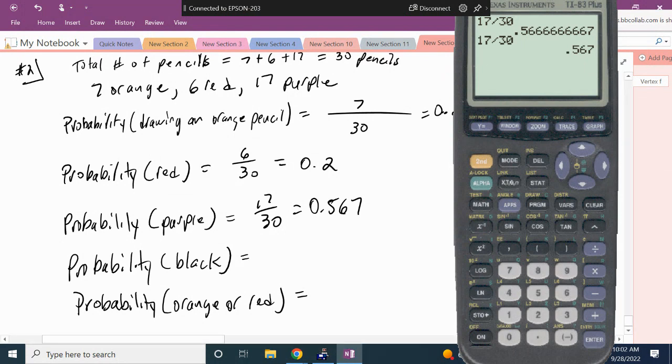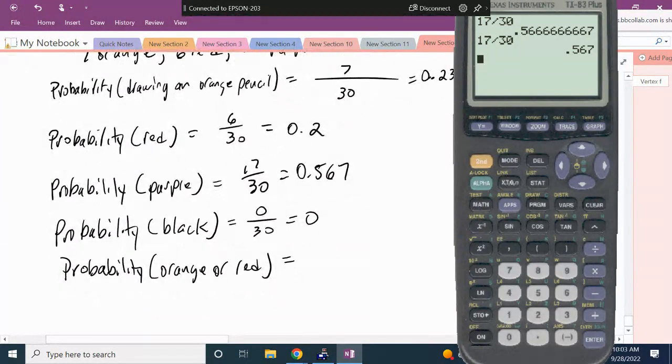All right, what is the probability of drawing a black pencil? 0, right? Because there are 0 black pencils, 30 pencils total. 0 divided by 30 is 0. Now, what about the last one? What's the probability of drawing an orange or a red pencil?